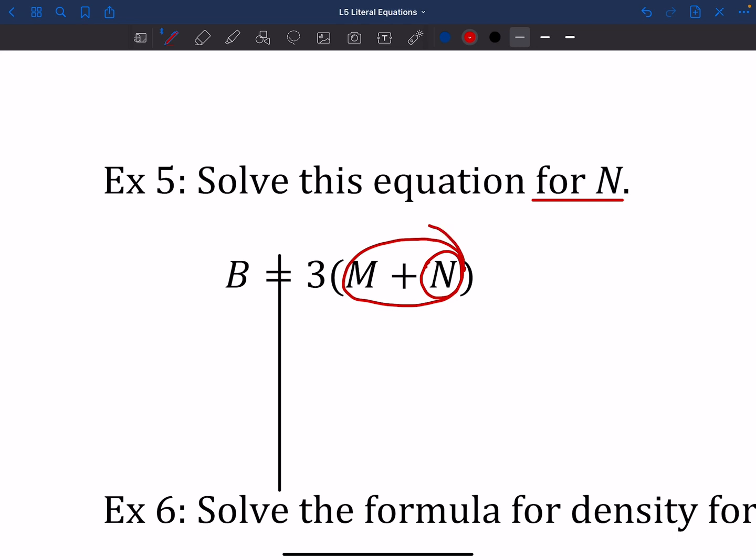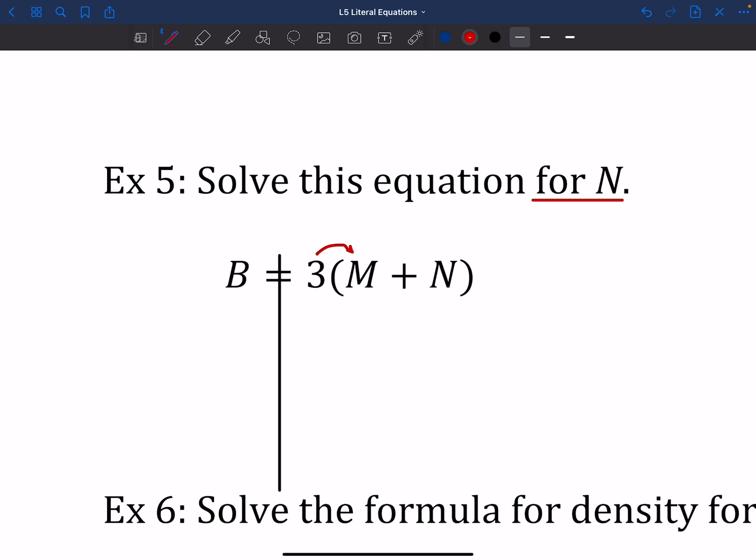And then the next furthest thing out from there is the 3 on the outside of those parentheses, right? Think about it like you're unwrapping this. You need to start from the outermost layer to get to the inside. So the very first thing I'm going to start by getting rid of is that 3 that's multiplying out there.